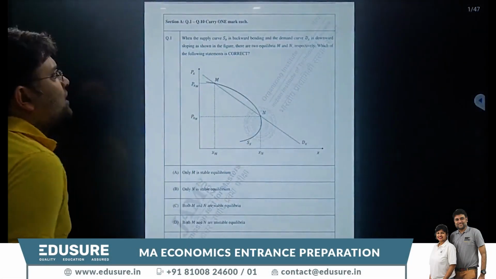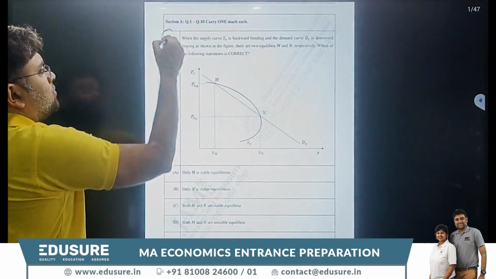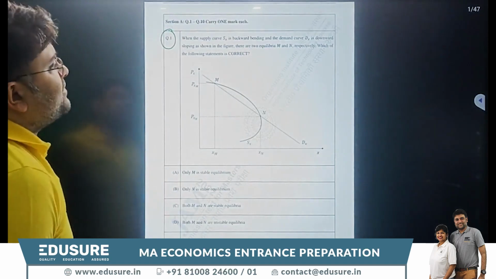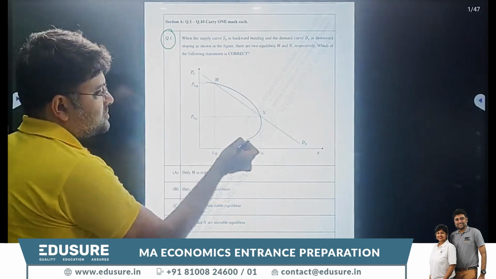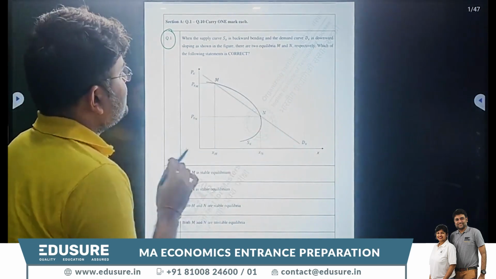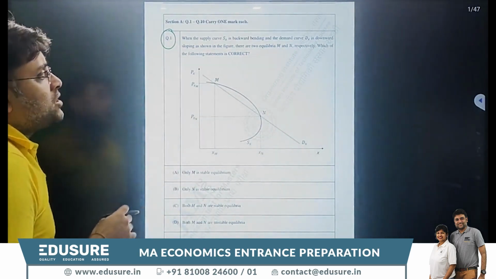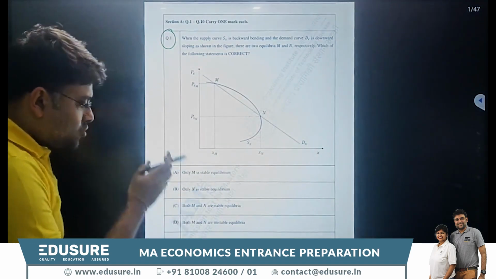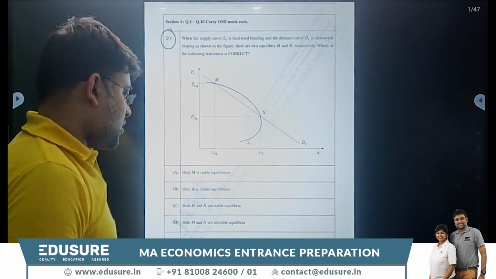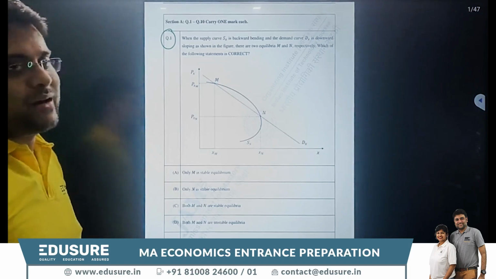IIT JAM 2022 question number 1. When the supply curve Fx is backward bending and the demand curve Dx is downward sloping. So this is the supply curve and the demand curve is this. There are two equilibria M and N. Which of the following is correct? So we need to talk about which of them are stable and the other is unstable.